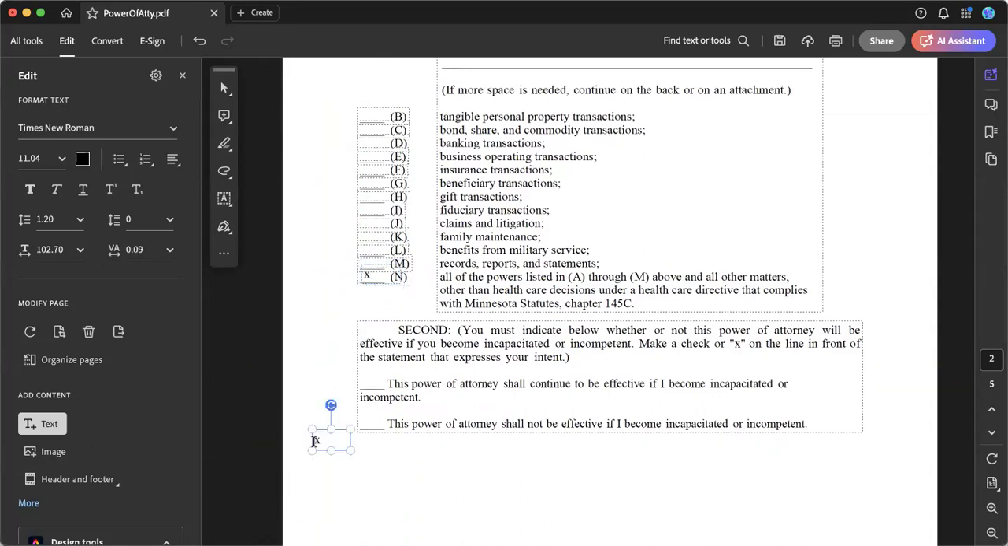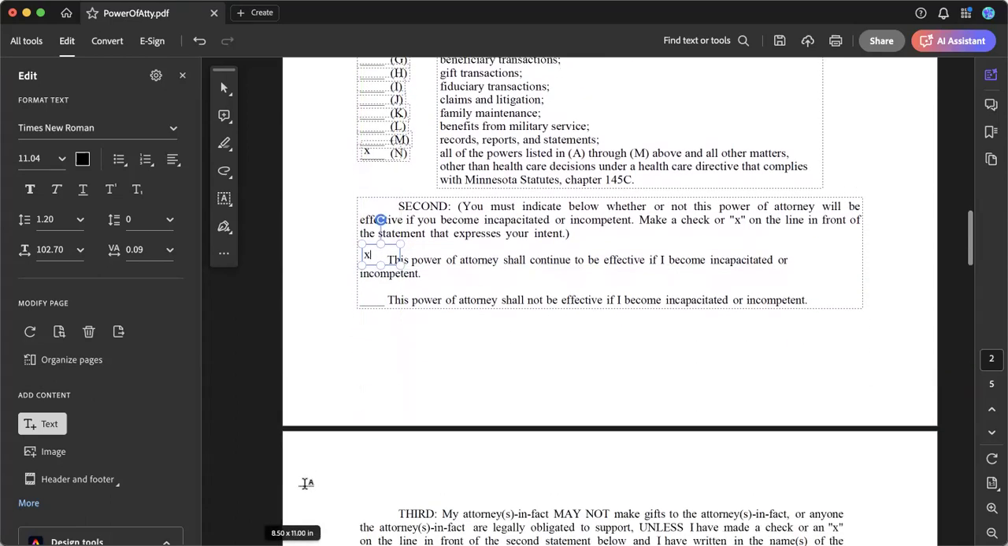And then I need to decide if this document will continue to be effective if I become incapacitated or incompetent or not. For me, I think the purpose of doing this document would be because I want it to be effective if I can't act for myself, so that there's no conservatorship proceeding over me. So I would put an X or a check right next to the top one.